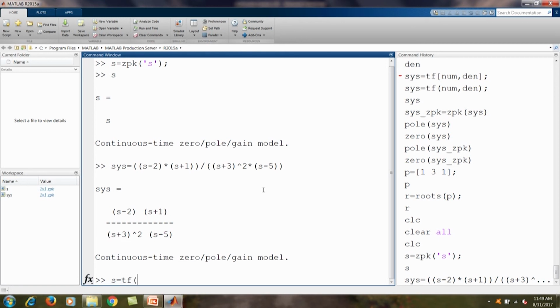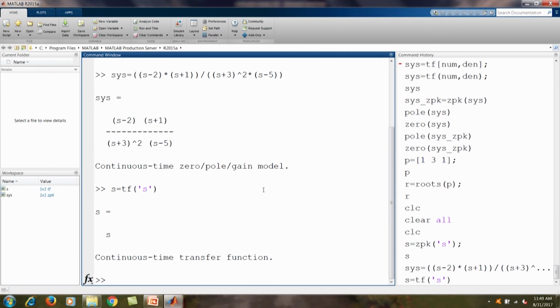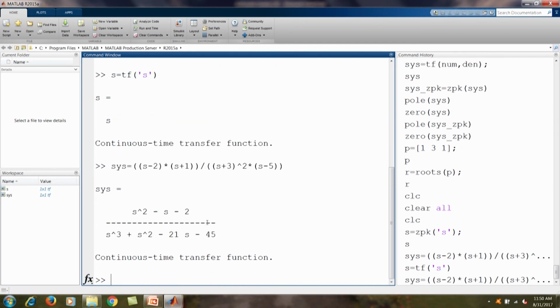Now we define the variable s, the variable of the transfer function. So s equal to tf s. Now s is the variable of the transfer function. Earlier it was the variable of the zero pole gain model. Now let's say sys 2 equal to, so we can also bring this, sys equal to s minus 2 into s plus 1. Now if we do this, we will get the transfer function. So we have obtained the conversion from factored form to polynomial form. Earlier it was factored form, and here we have got the polynomial form of the transfer function.